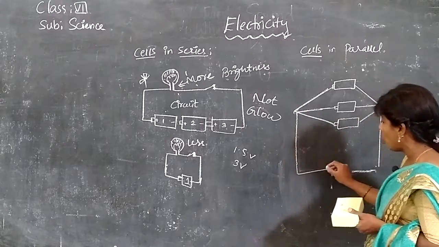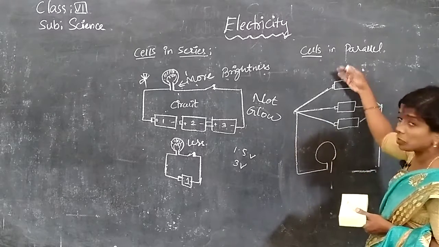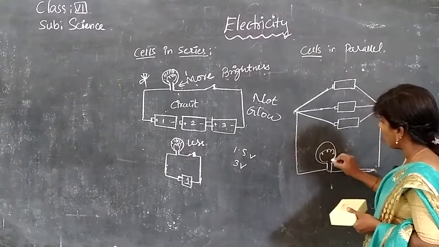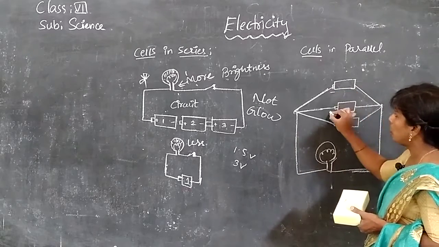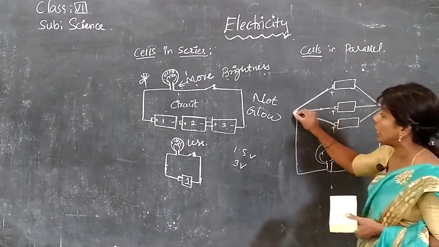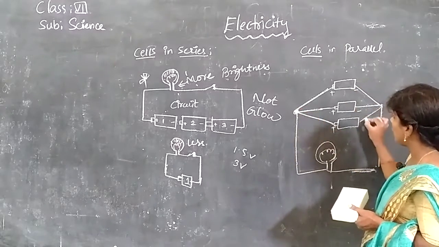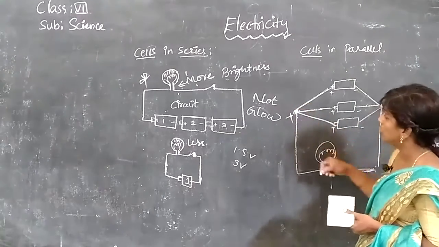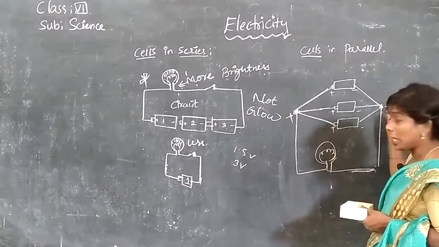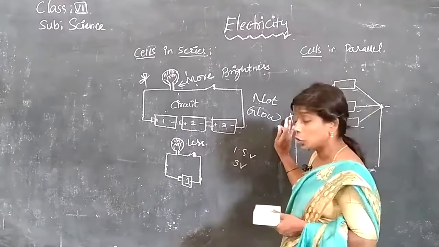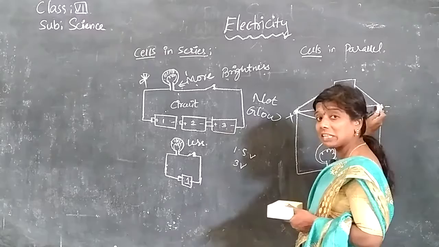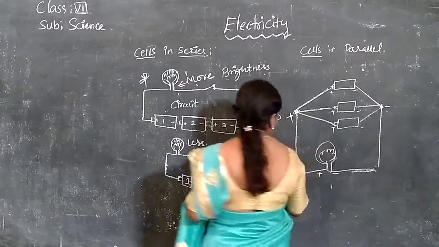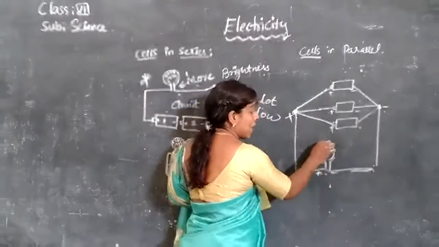Give connection to the bulb. You can take this bulb upside, cells downside, also you can keep the connection. So it is up to you. Now what we are doing here? Positive to one terminal, one point. Negative to one point. So now observe this. All positive charges this side, all negative charges this side. So now they are the same.